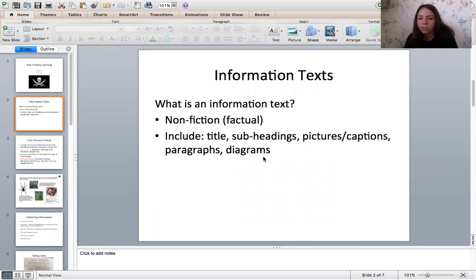So a title, some subheadings, a picture or a caption to help your reader visualize what you're talking about, paragraphs to separate your information, and possibly a diagram depending on what your information text is about.